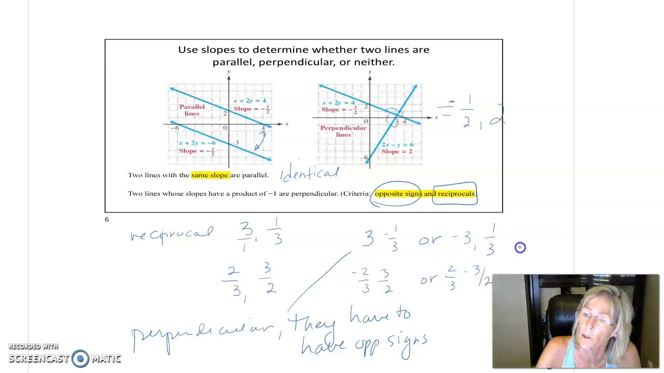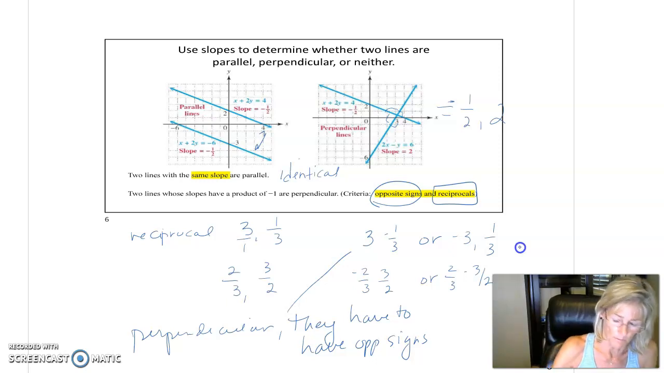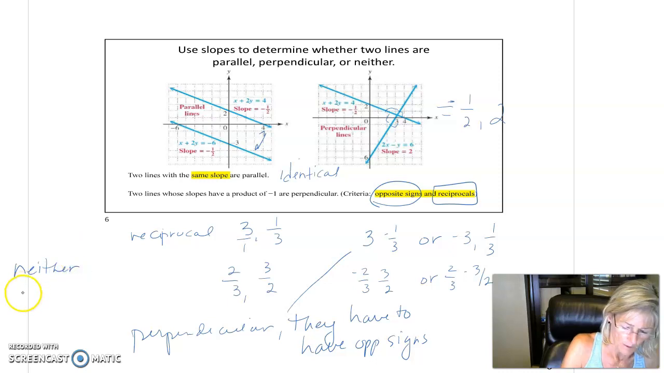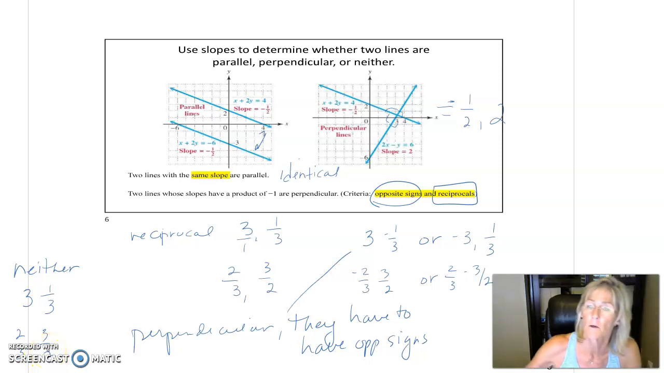So we have to look at the slope of the lines to see whether they're perpendicular or parallel. For them to be neither, 3 and 1/3 would be neither, because they are reciprocals, but neither one of them are opposite signs. So that would be neither. Another case, 2/3 and 3/2. These are reciprocals, but they don't have opposite signs. So let's try one.